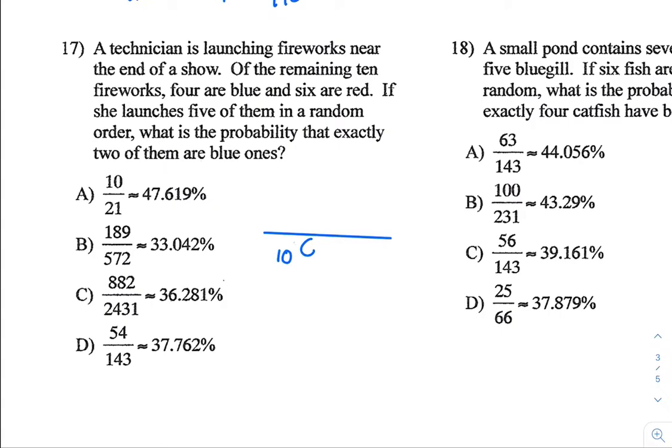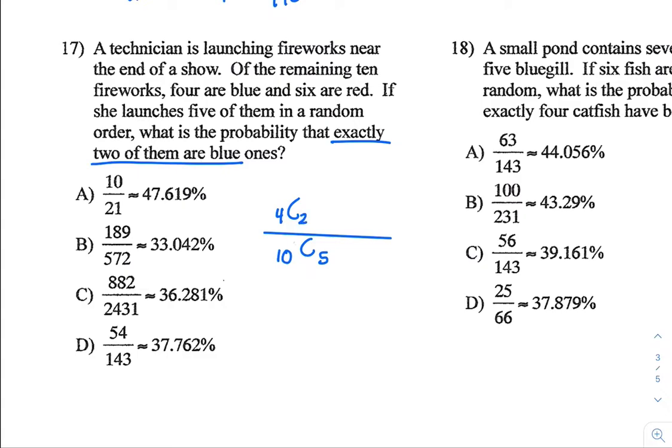If she launches 5 of them, so out of the 10 fireworks, she launches 5 of them, which means you're choosing 5. What's the probability exactly 2 of them are blue ones? So exactly 2 of them are blue ones, right? So that means we need to choose 2 blue. Well, how many total blue fireworks are there? There's 4. So 4 total blue fireworks, and we're choosing 2 of them.